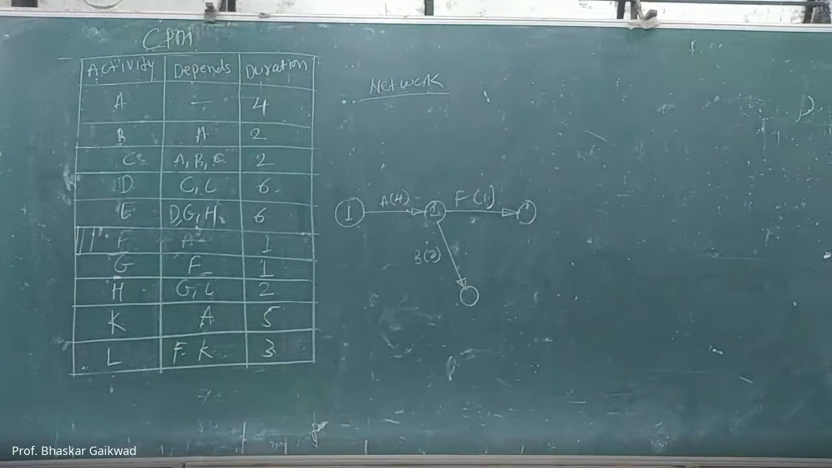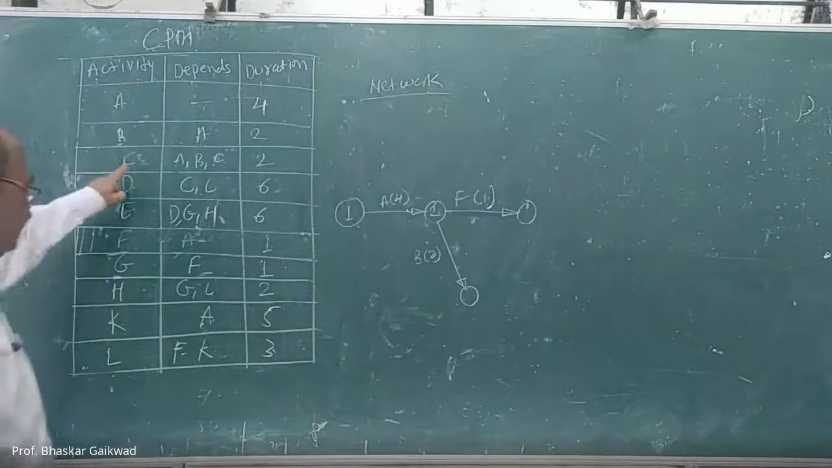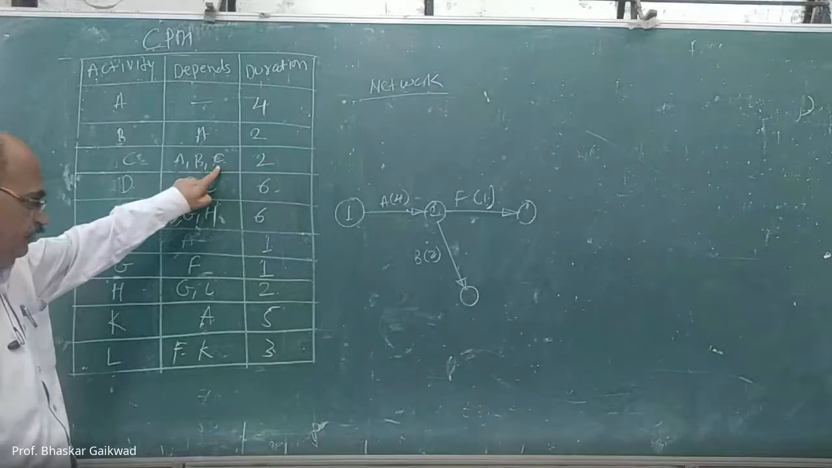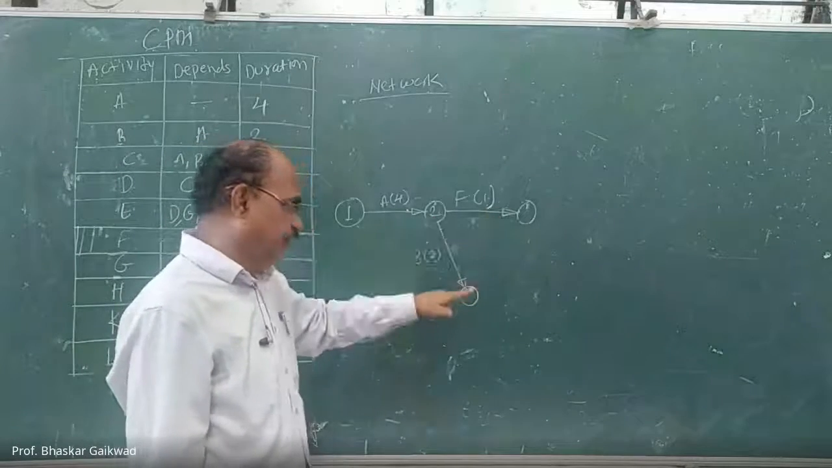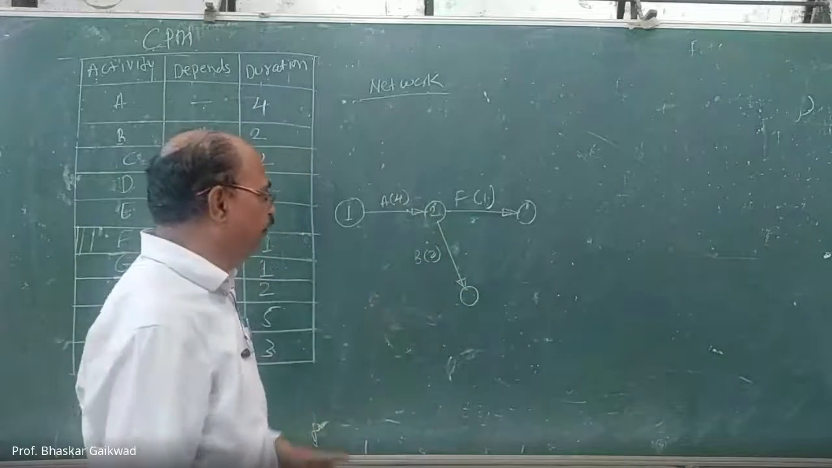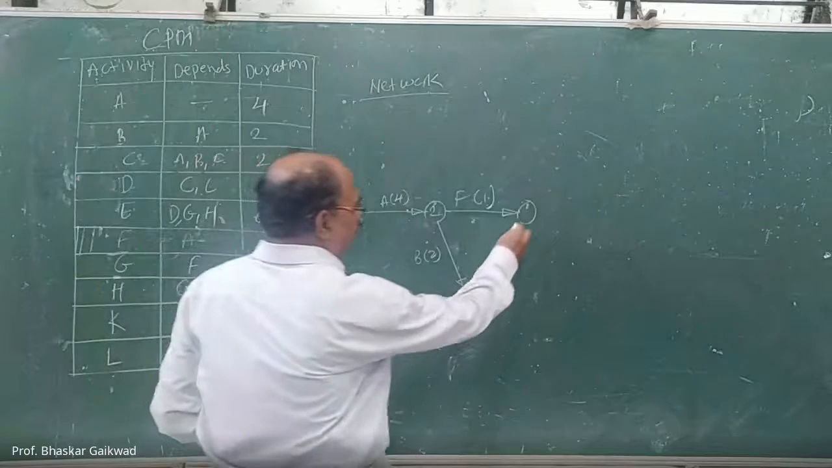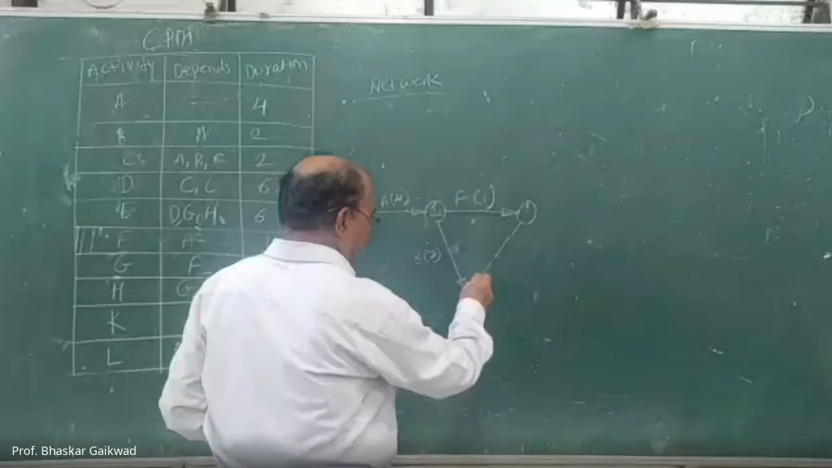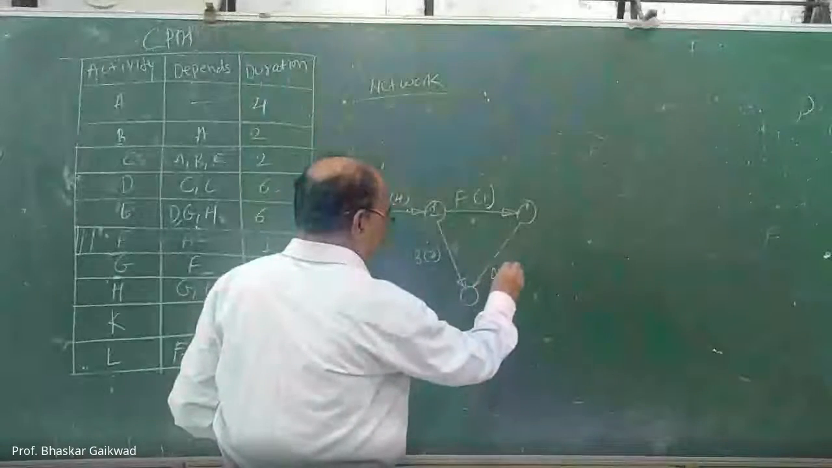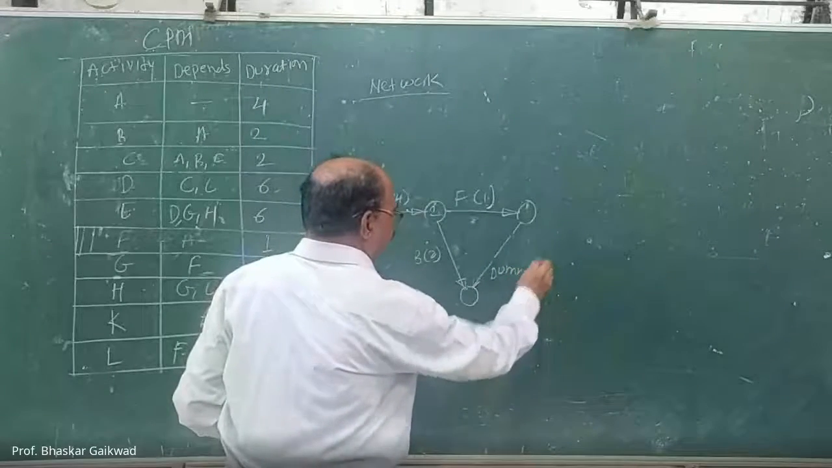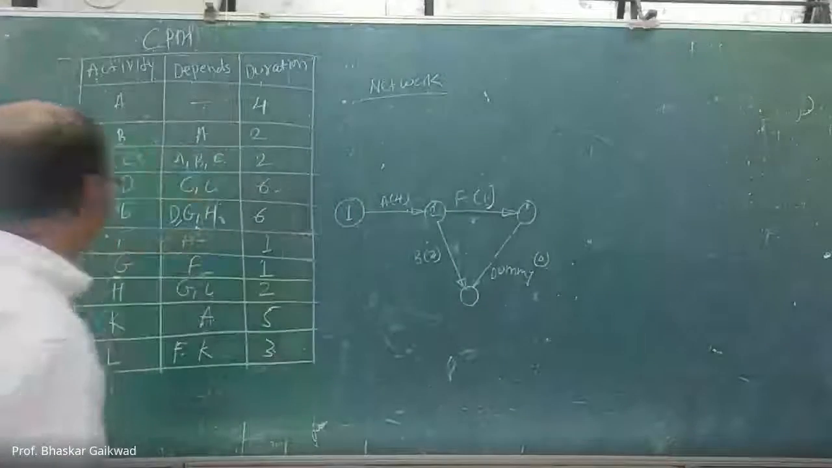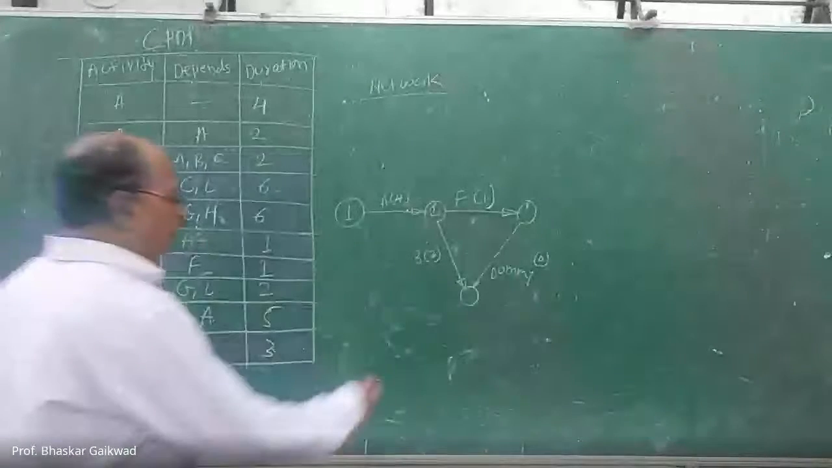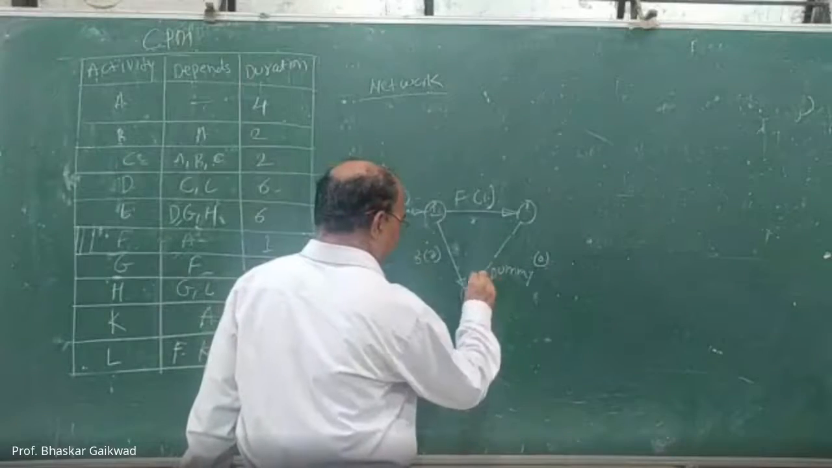How can we make that C? C will start from A, B, F. Now A is here, B is here, and F is here. Whenever this situation arises, you have to connect them by a dummy activity. So this is the dummy activity, and the duration is 0. So this node will be there, and you have to show the arrow. Here is the arrow.